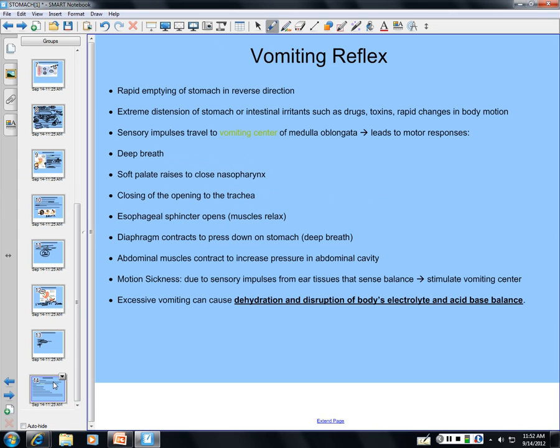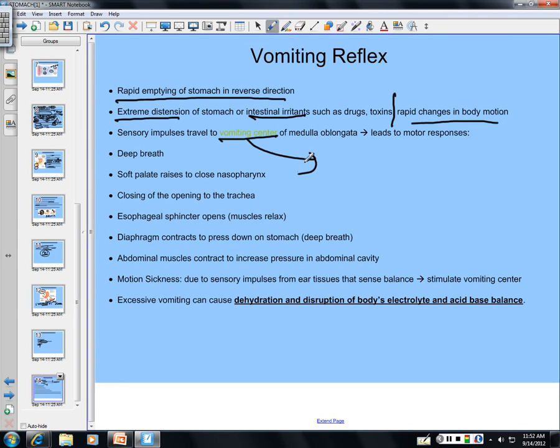Vomiting reflex. Vomiting reflex is the rapid emptying of the stomach in the reverse direction. What happens? Extreme distension of the stomach, or intestinal irritants such as drugs and toxins, or it could be rapid change in body motion. We'll talk about that, okay? So sensory impulses travel to the vomiting center, and this vomiting center is also called the emetic center, E-M-E-T-I-C, emetic center of the medulla oblongata.